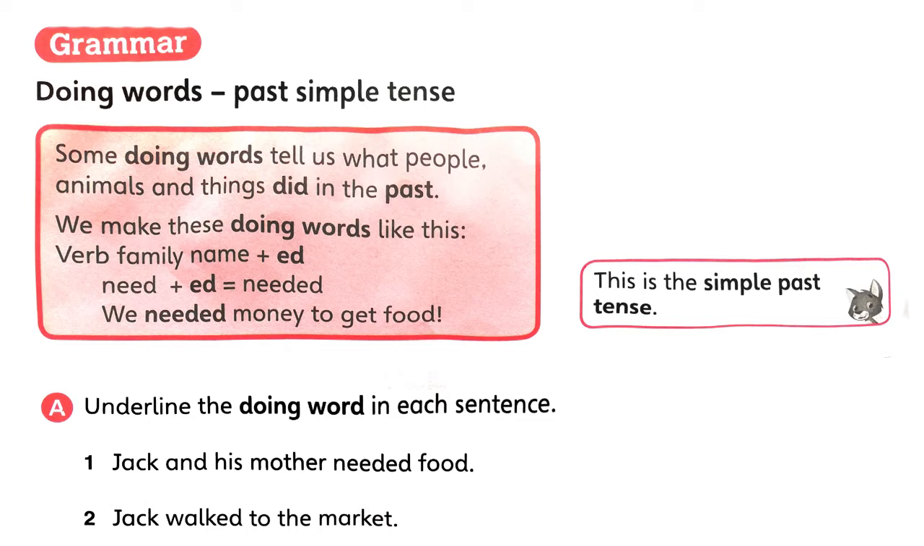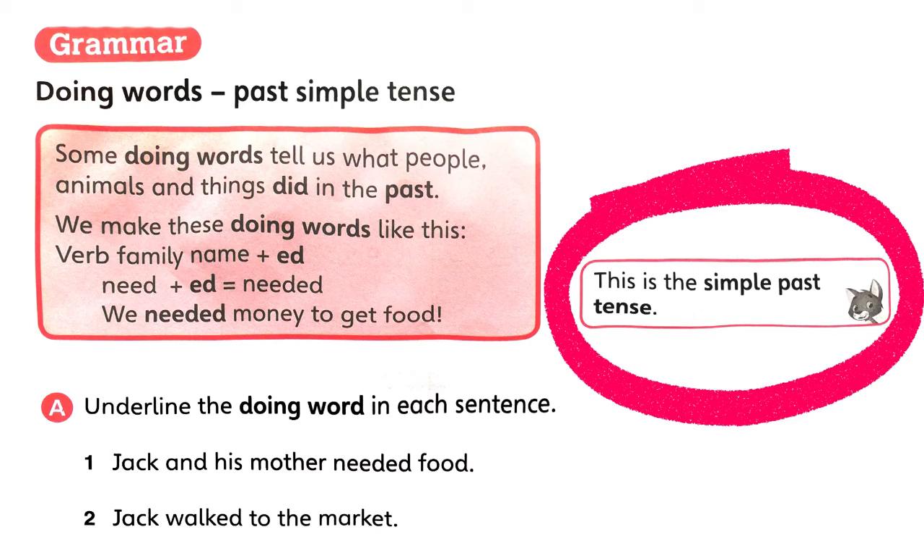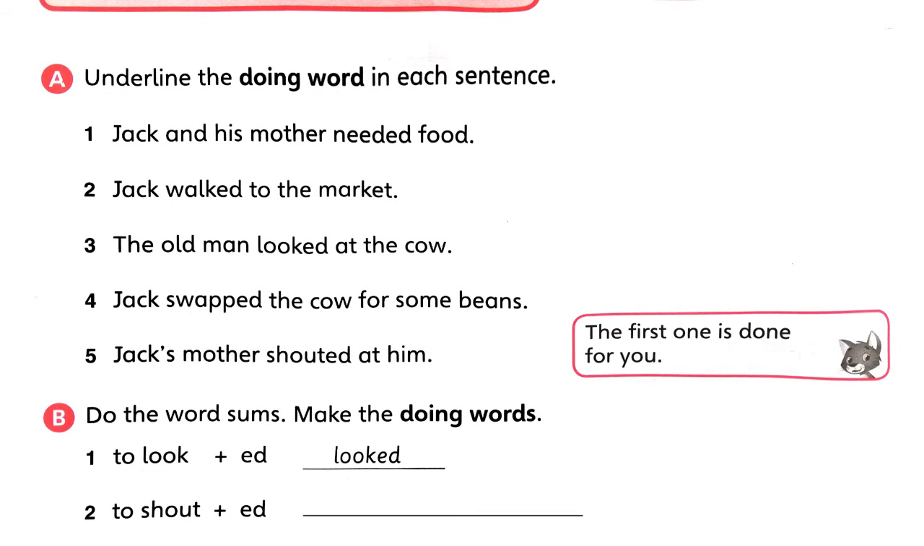Okay, now see the note they have given us. This is the simple past tense. Okay, so it's the simple past tense. Okay, right. Now let's see the next one. Underline the doing words in each sentence. So they want us to underline the doing words, no?